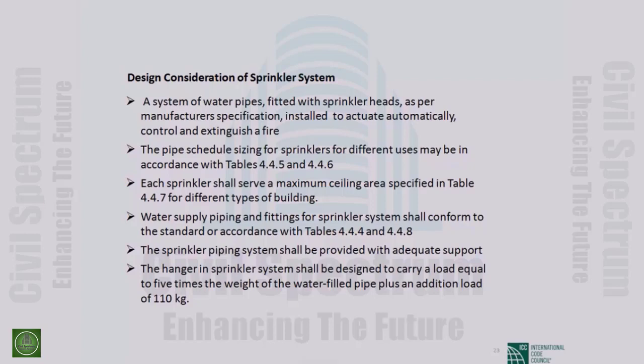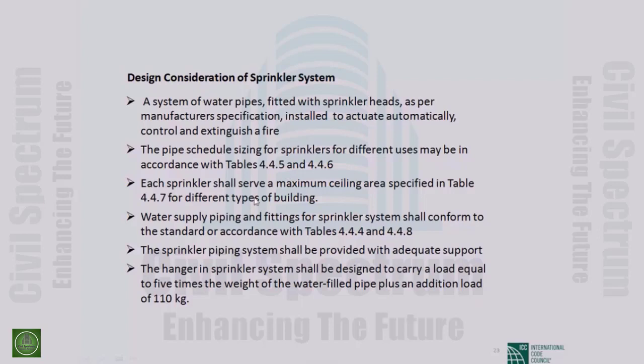with a pressure which will continuously remain inside the pipe, and that pressure will be maintained initially by the jockey pump. When any occurrence happens, then this jockey pump will give a signal to the main pump, or your sprinkler will give the signal to the main pump, and that will start automatically, and you will find delivery of water to every sprinkler head. The pipe scheduling size of the sprinkler for different uses may be according to the table. I will show you the table.